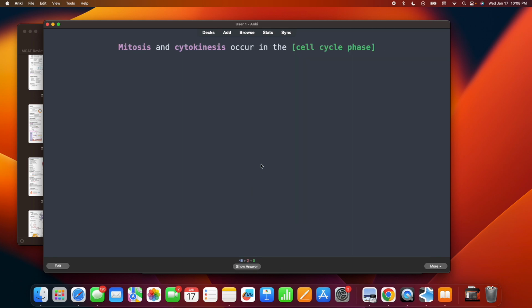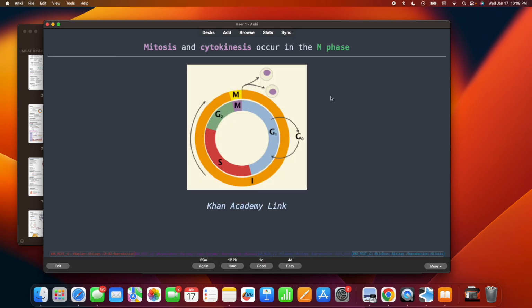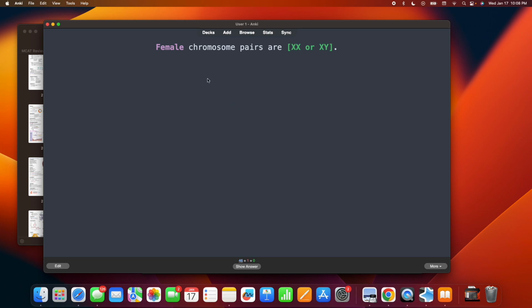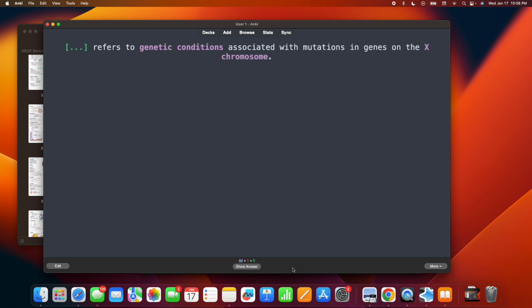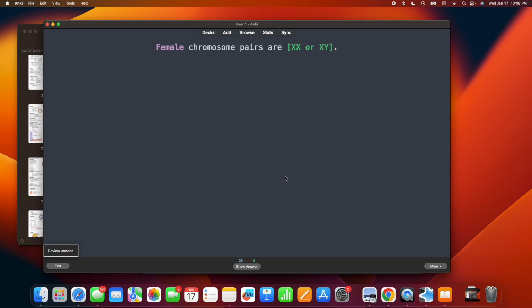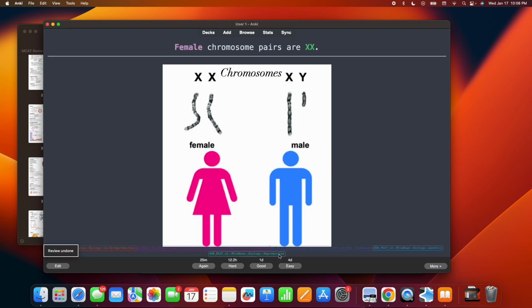Mitosis and cytokinesis occur in M phase. Female chromosome pairs are XX. We know that. Male chromosomes are XY. I mean, this is pretty easy. Let's do both as easy.